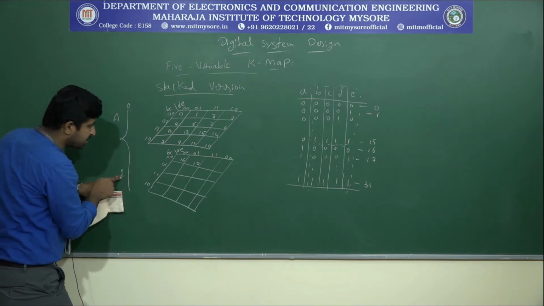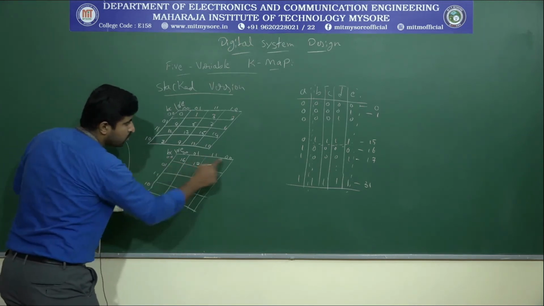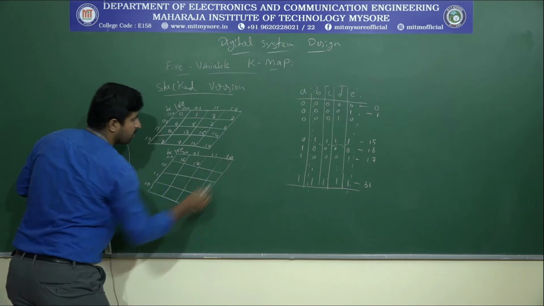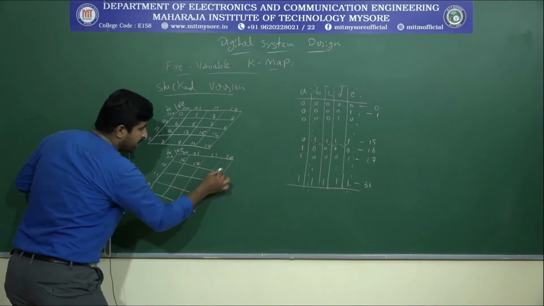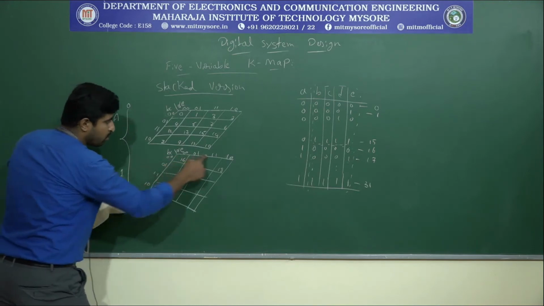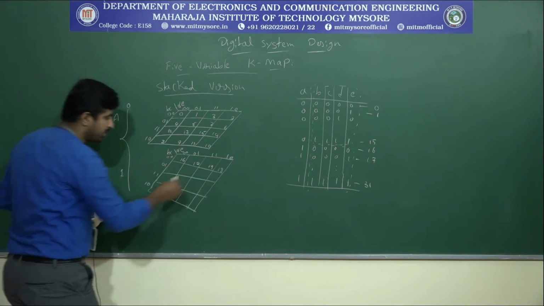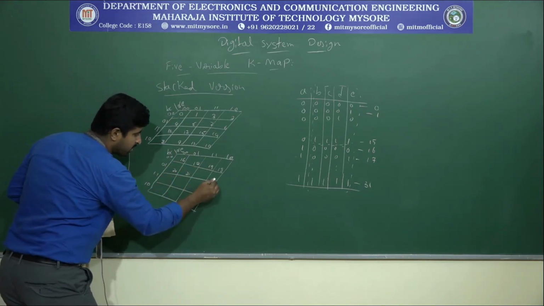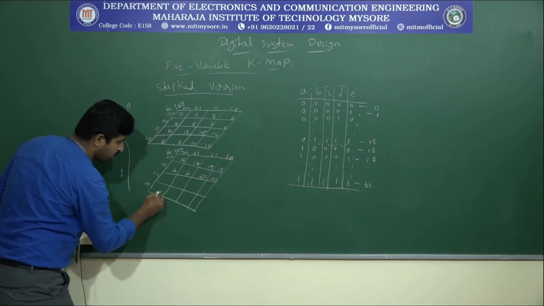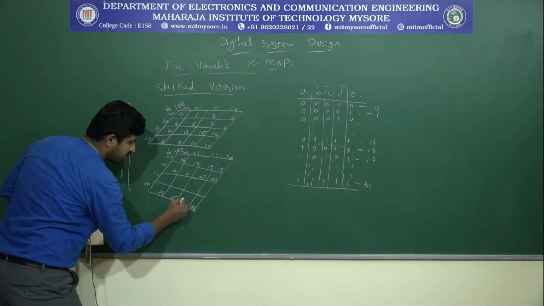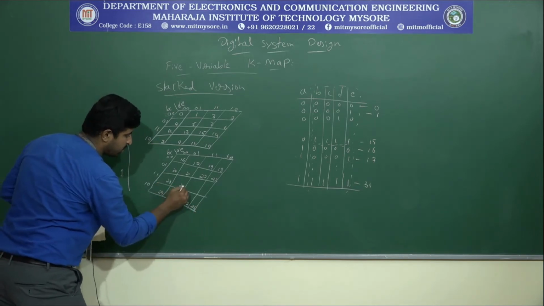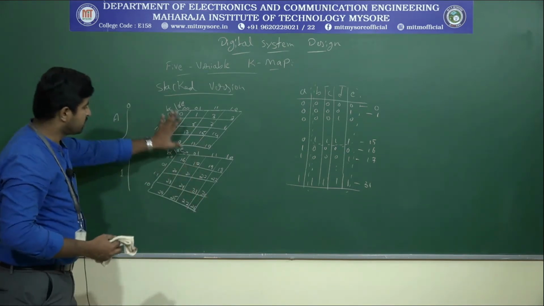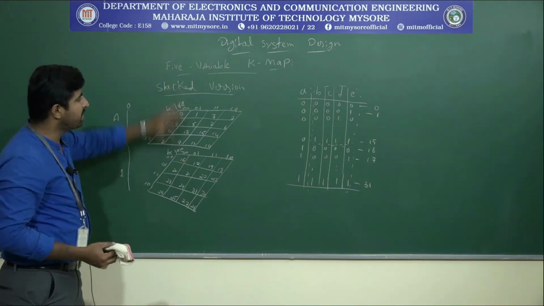Okay, so same way here also 1, 0, 0, 0, 0. Sorry, it should be 0, 1, sorry, 1, 0. Okay, 1, 0 corresponds to 18. Next 1, 0, 0, 1, 1 corresponds to 19. Similarly, in the same way we write 16, 17, 18, 19, then 20, 21, 22, 23, 24, 25, 26, 27, 28, 29, 30, 31. This is how we construct a 5 variable K-map in a stacked version.